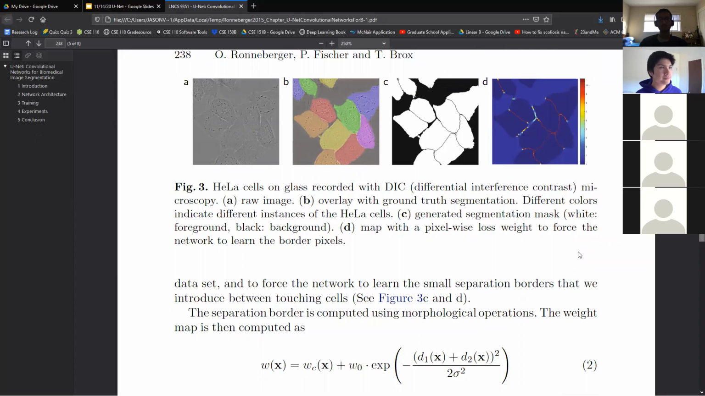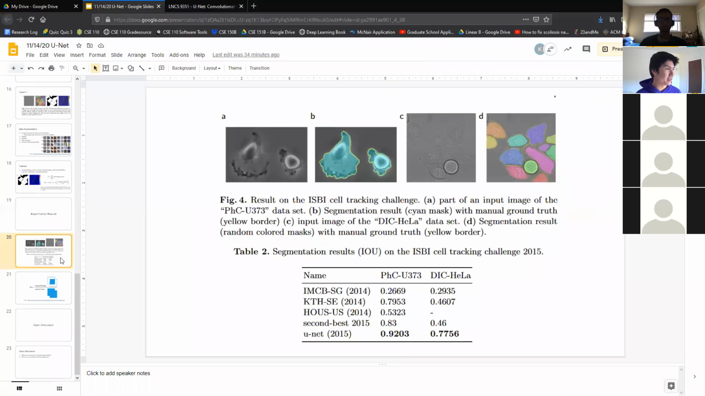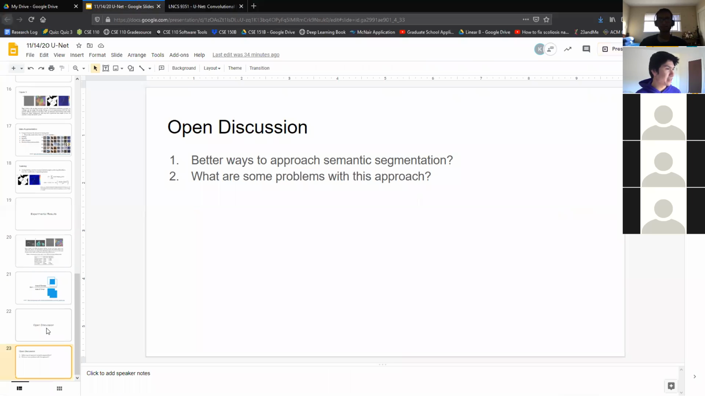Anything else? So we have about 4 minutes left. I did have some open discussion questions that we can discuss in the remaining few minutes. What do you all think about this particular solution, this UNet for semantic segmentation? Are there some problems that you see? Do you think there are ways to approach this differently? What do you think?